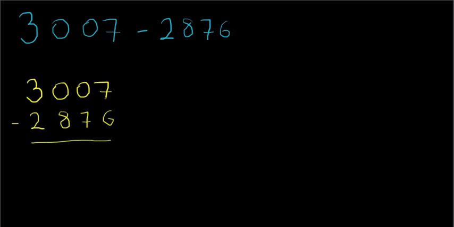7 take away 6, well, I can do that, that's just 1. 0 take 7, well, that doesn't go. And if I look to borrow, well, the next digit along is also 0. I can't borrow from there. I have to keep going to the left hand side until I find a digit from which I can borrow. So I'm going to borrow from the 3, which clearly will become the 2.